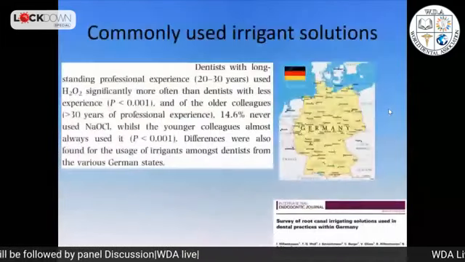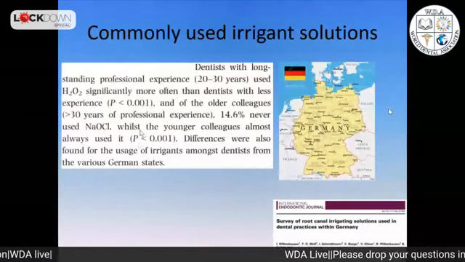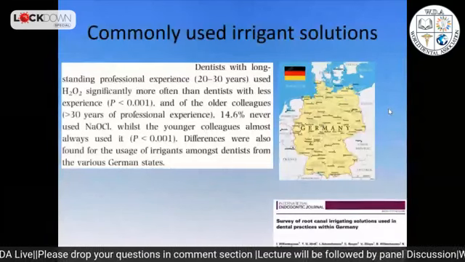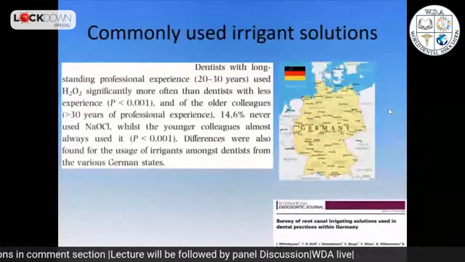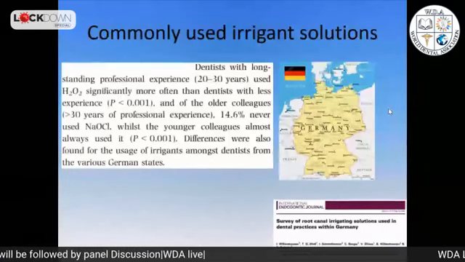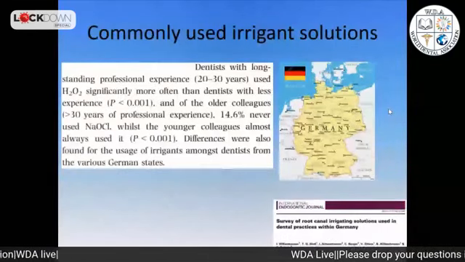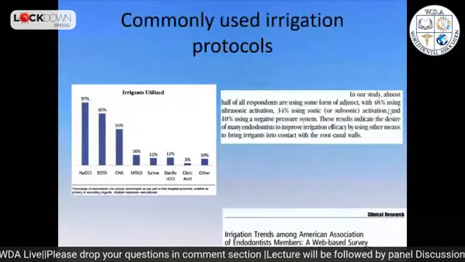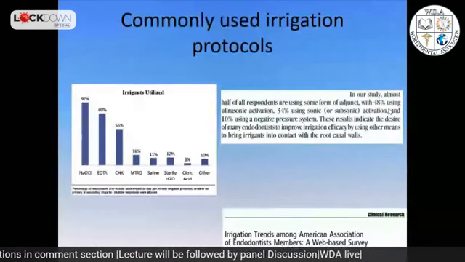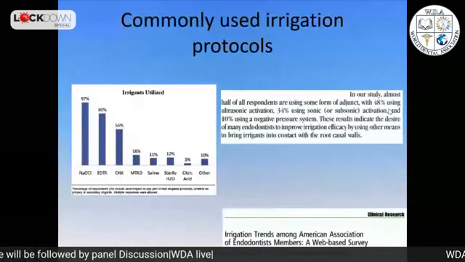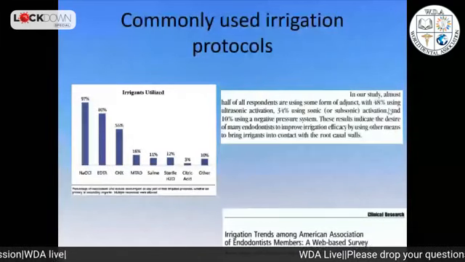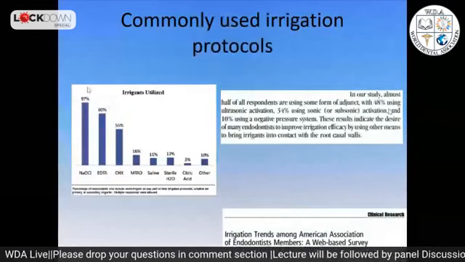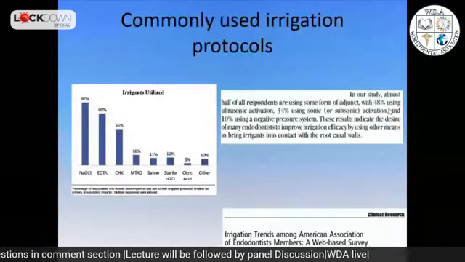Now, if we go to Germany, we could see that the younger colleagues almost always use sodium hypochlorite, although there are some differences that are based on the schools. So clearly the main irrigant used is sodium hypochlorite. And this is actually confirmed by specialists in the US. Now, we always tend to think that specialists are those that do the best job, so let's see what they do. Again, the use of sodium hypochlorite is extremely frequent, as well as EDTA. So these are the chemicals that we normally use.